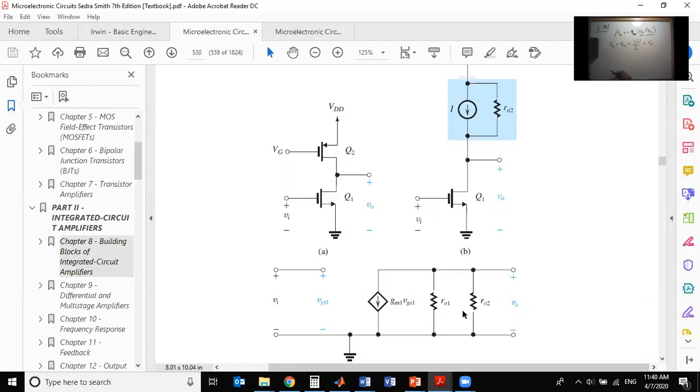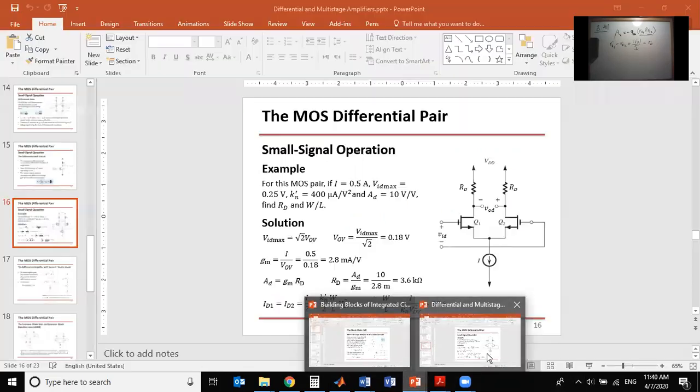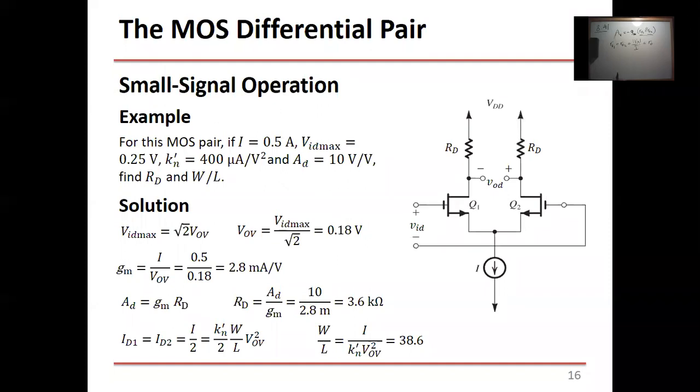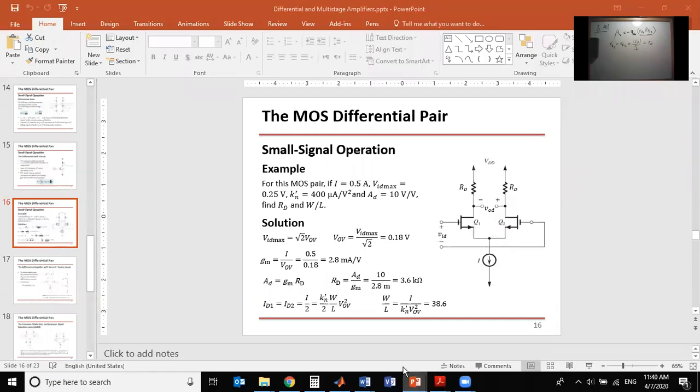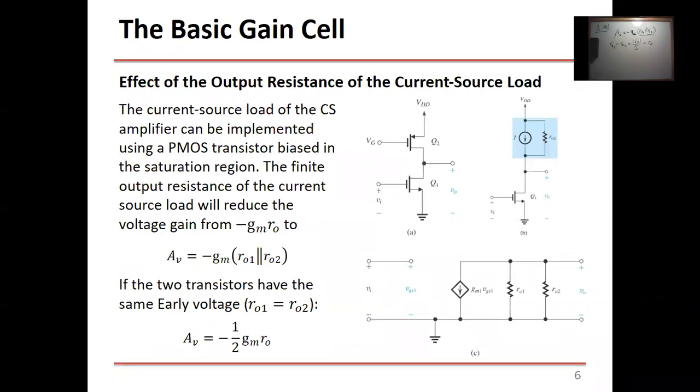Oh, okay. Can you go back to the slide? Sure. Can it be the one with negative 1/2 gm RO? This one here. Yeah. This is it, right? When RO1 is the same as RO2, this is going to be half, because RO1 parallel to RO1 means RO parallel to RO. If you have two identical resistors in parallel, what's the result? So A_V now is negative gm, RO parallel to RO. If you have two identical resistors parallel to each other, the resultant is half.